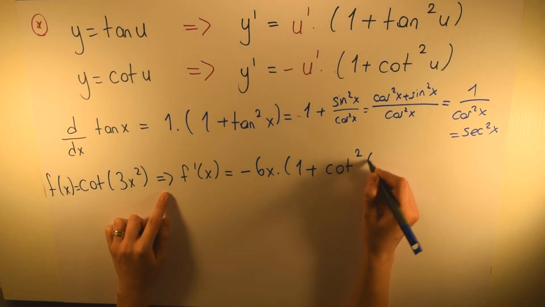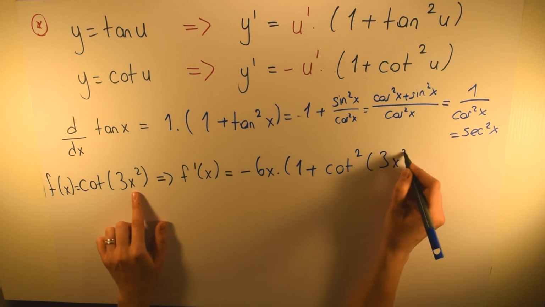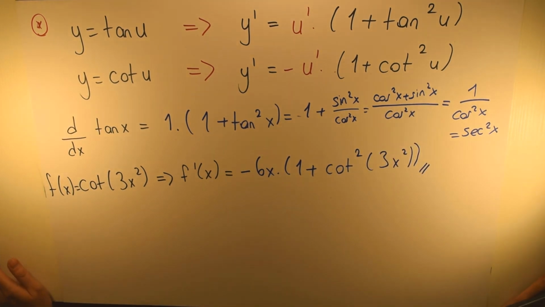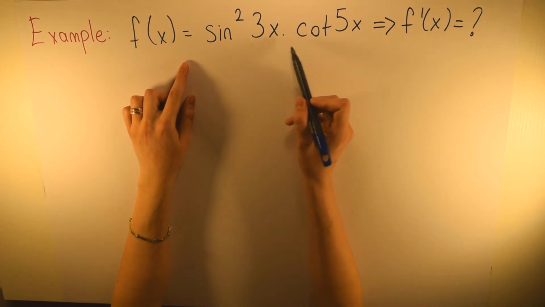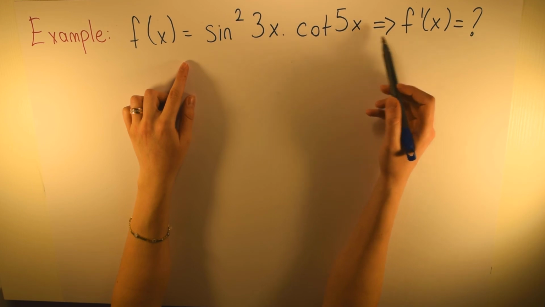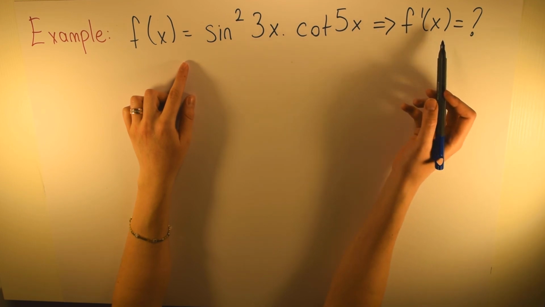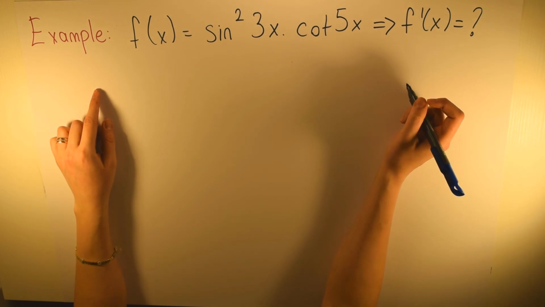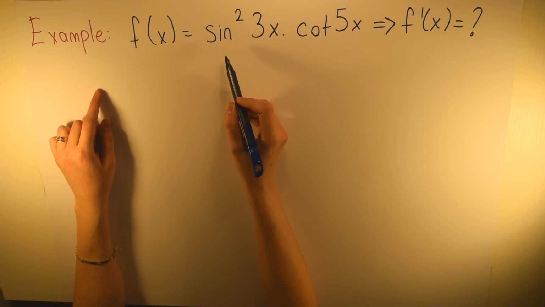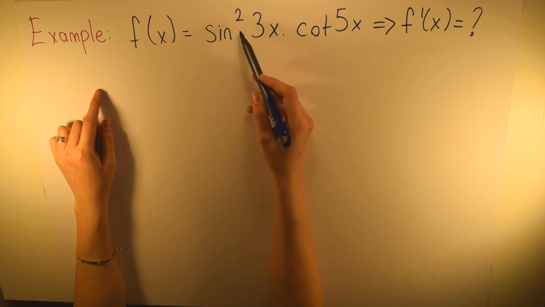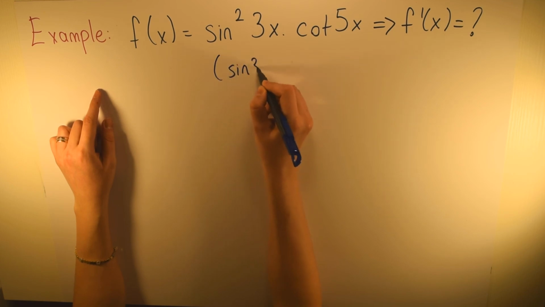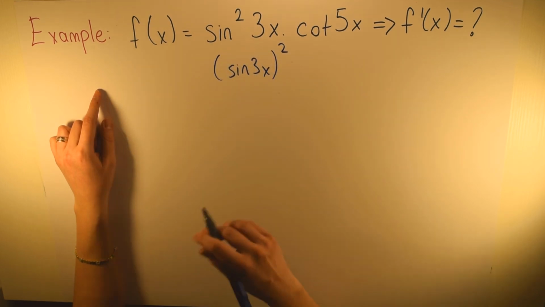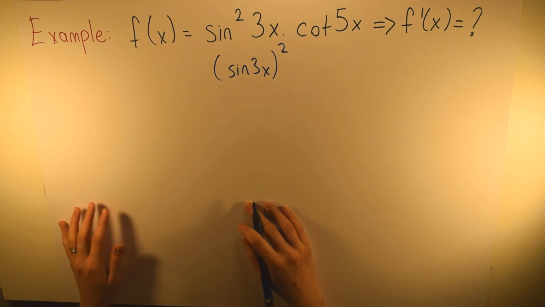cotangent square 3x squared. In this example we have f of x is equal to sine square 3x times cotangent 5x. So what is the derivative of f of x? Here we will use the product rule for derivatives, and as we said before, instead of sine square 3x, I can write this as sine 3x square. It will be much easier for us to understand.